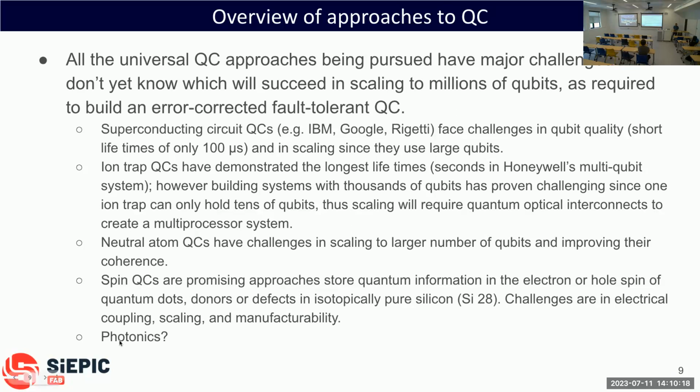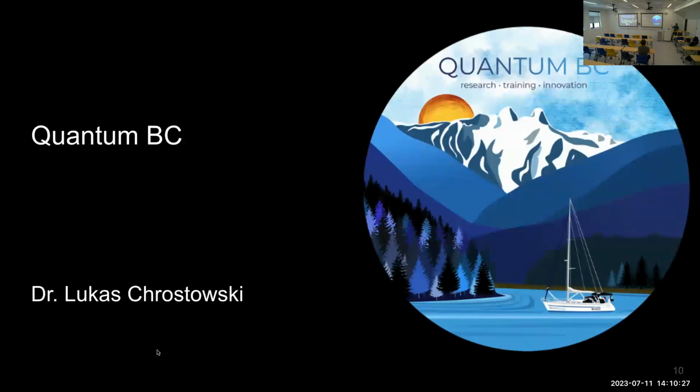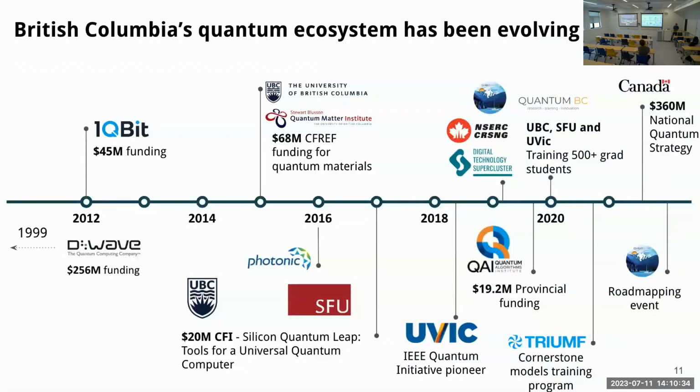And then I guess the question is, what role does photonics play in this thing? So I'm going to talk about a few categories of where photonics can help in terms of quantum computing in this talk. But first, I'm going to pause and just say quantum BC, since we're here for the seminar series. So in British Columbia, we have a long history of quantum computing activities. The first hardware startup company, D-Wave, started more than 20 years ago, and the first software company in Vancouver here started 10 years ago.